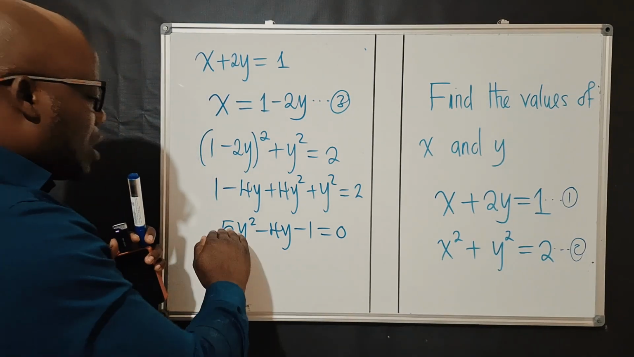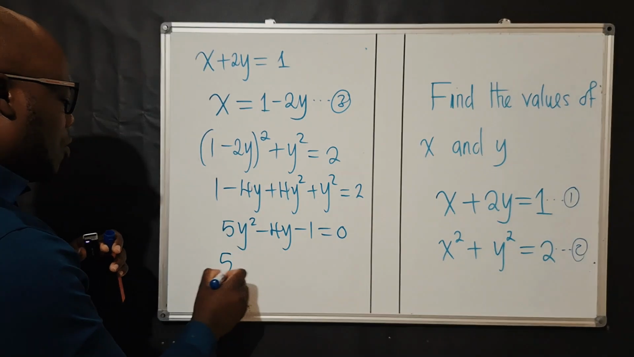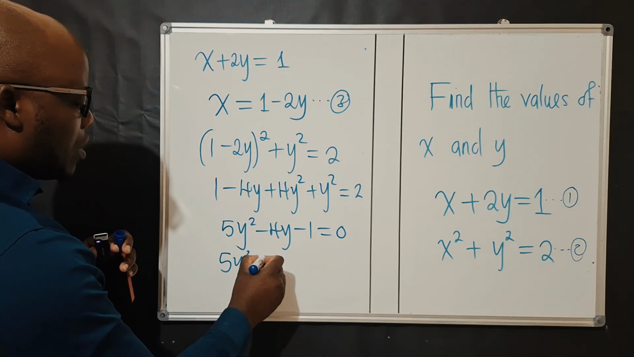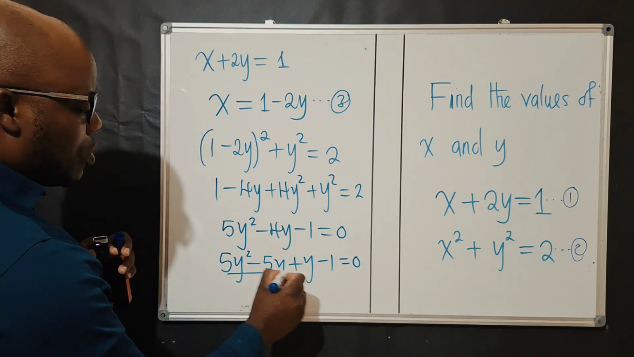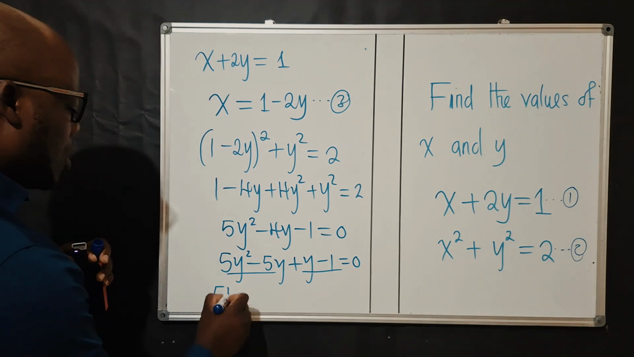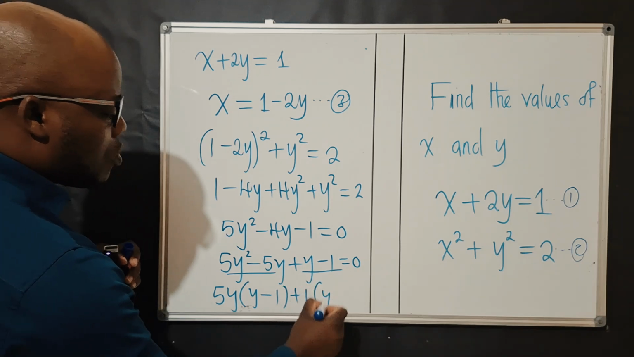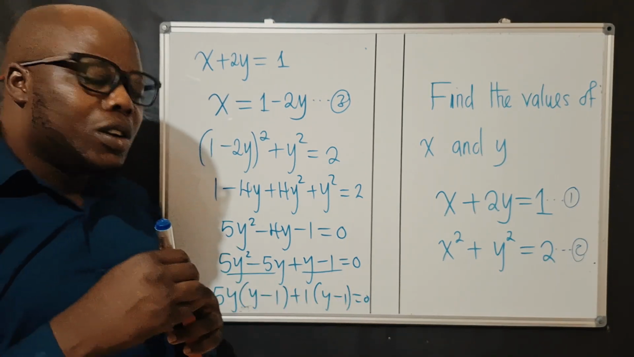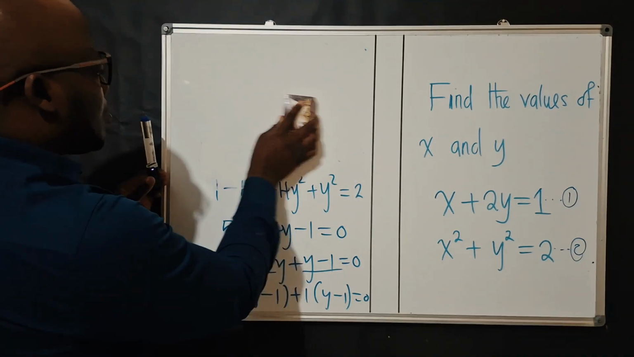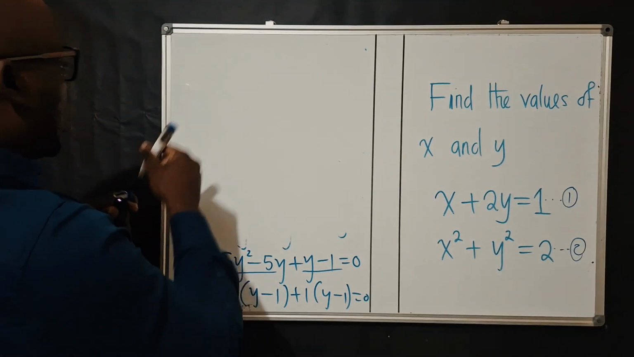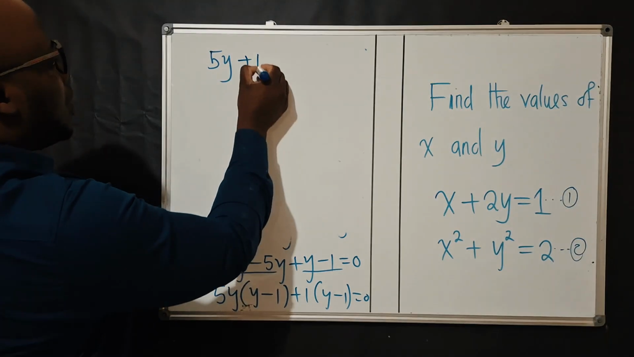I hope you're following. And then from this stage, we can solve by factorization method. And this will be 5y squared minus 5y plus y minus 1 is equal to 0. We group these two and these two. We're going to get 5y open bracket y minus 1, and then here plus 1 open bracket y minus 1 is equal to 0. So you see the stage where we're at. We can now copy these, and then we say that's 5y, this 5y plus 1.